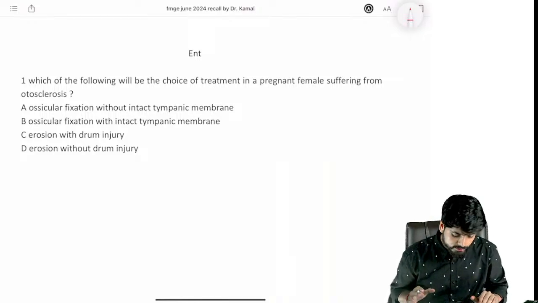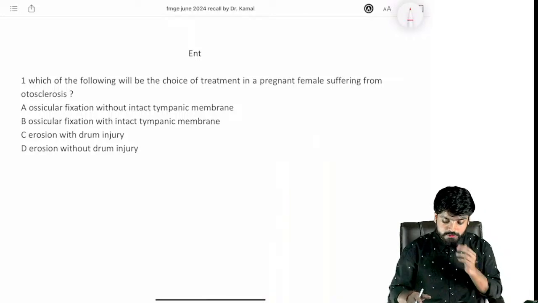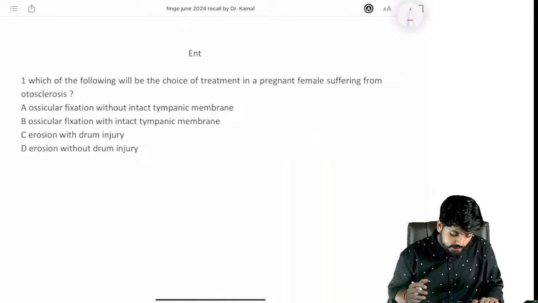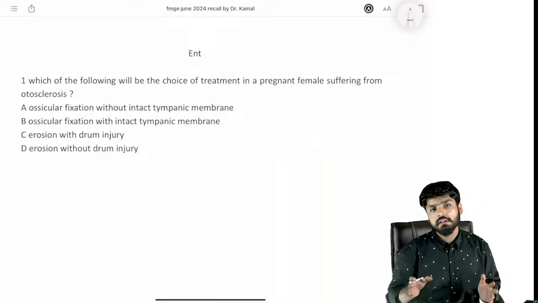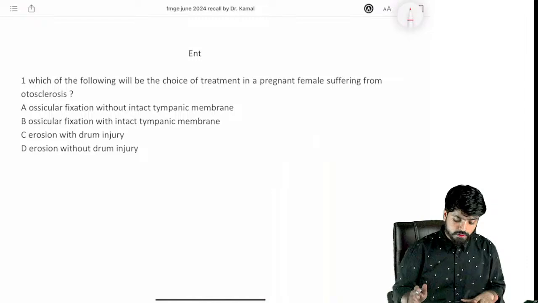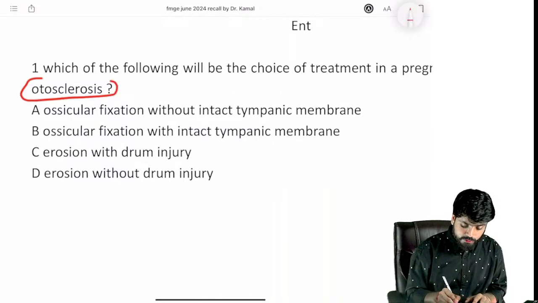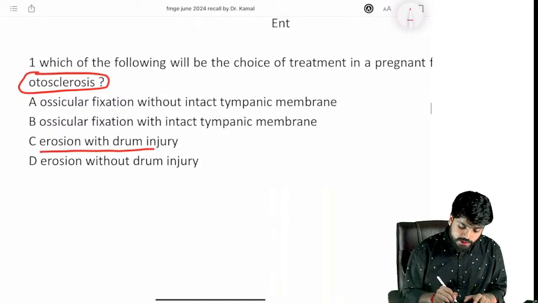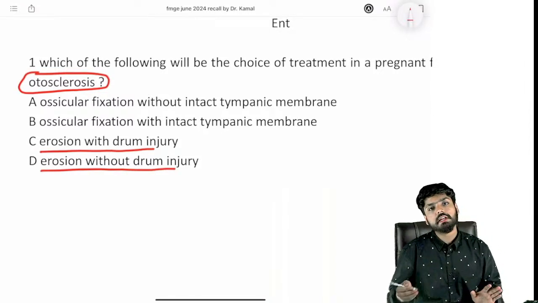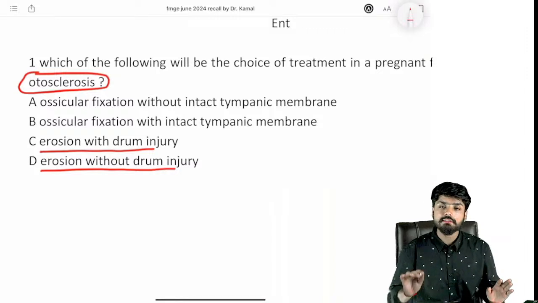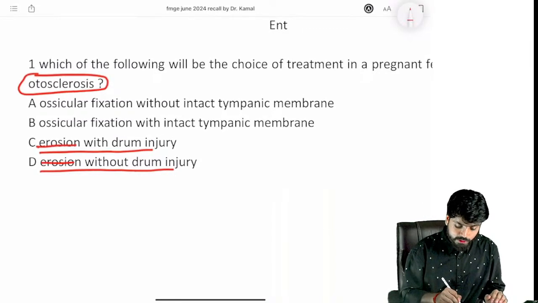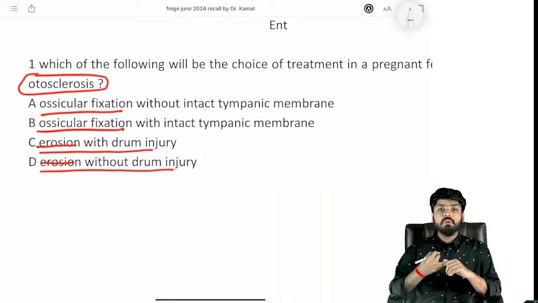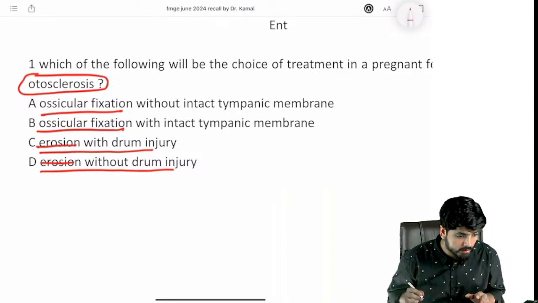If you can tell me if the options are like this only, because I've seen so many kinds of questions on otosclerosis, but this was on a different side. But it was easy enough, because if you remember what otosclerosis is, we can all answer easily. See, erosion with drum injury, erosion without drum injury. Erosion is never a part of any kind of procedure. At least in ENT, we don't relate to erosion in any sense. Ossicular fixation we have to do. What we specifically have to take.